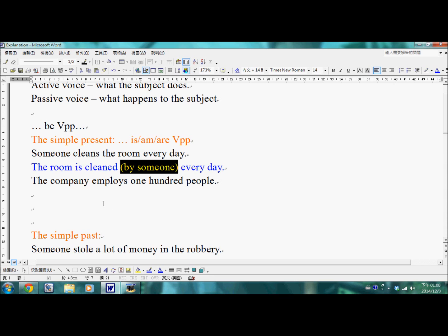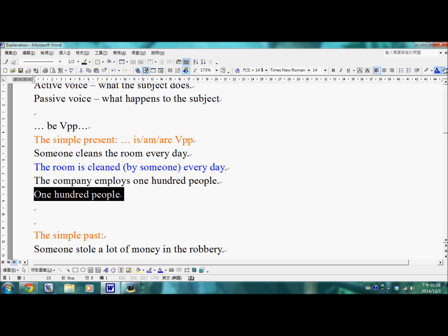Example number two. The company employs 100 people. The same. Locate the verb. The company is the subject. 100 people is the object. We move the object to the front because we want to know what happened to these 100 people.